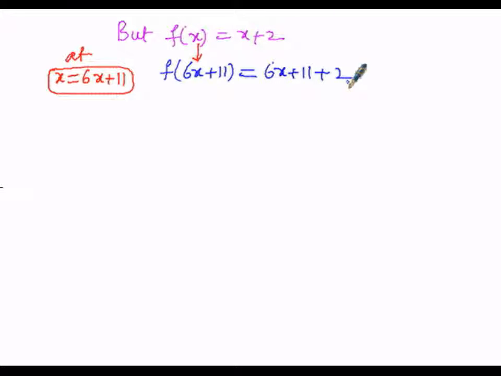Then the next logical step will be 6x as it is, these two are like terms, plus of plus is plus, we have to add up. So 11 plus 2 is 13. Both are positive, so 11 is greater than 2, the sign of 11 is positive, therefore 13 has a positive sign. So in this manner, I got f of 6x plus 11 as 6x plus 13.